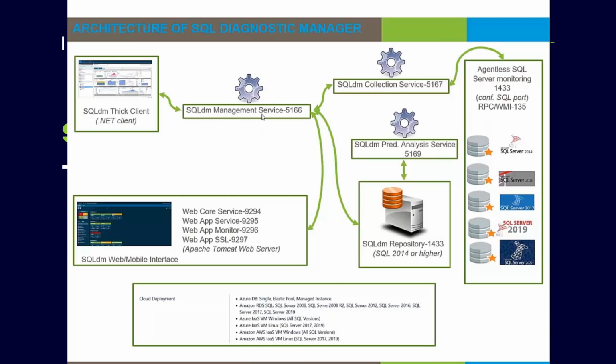But the management service performs that activity, and then the management service writes the data to the backend repository database. It's a SQL database called the SQL DM repository database. So that's where your data is going to be stored, and you can expect that repository to grow about 1.5 to 3 gigabytes per monitored instance per year with the out-of-box settings. And of course, you can change the data retention settings to hold on to more data or less data, or set up polling to be more frequent or less frequent.